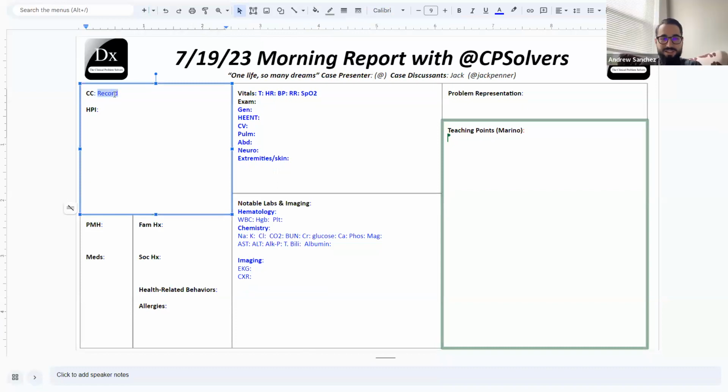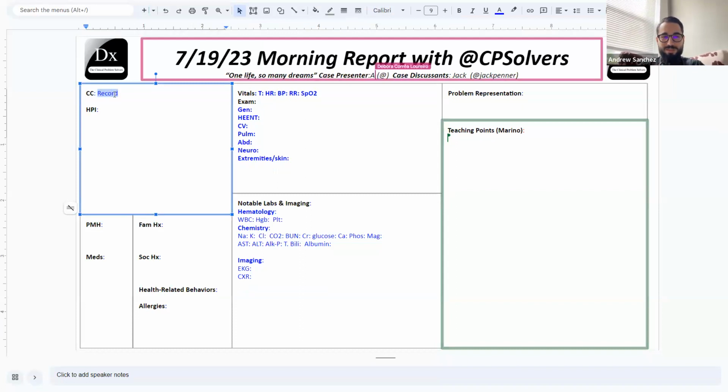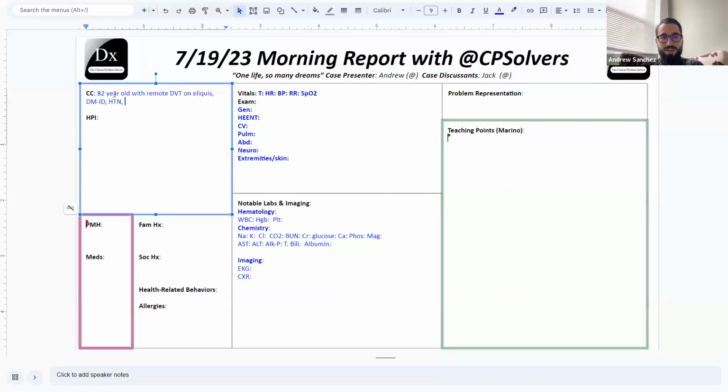Okay, let's do it. I'm going to present this a little bit out of the usual order, just because it was interesting how things developed in real time. This is an 82-year-old patient I saw who had a history of a remote DVT on Eliquis, previously insulin-dependent diabetes, hypertension, and CKD3, and she came in with chest pain.